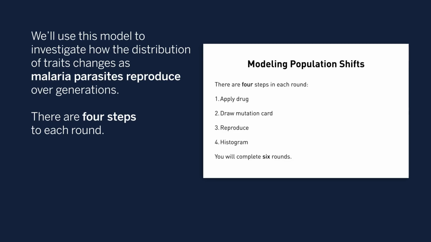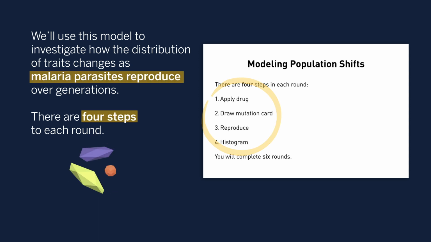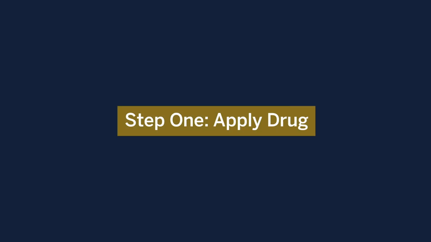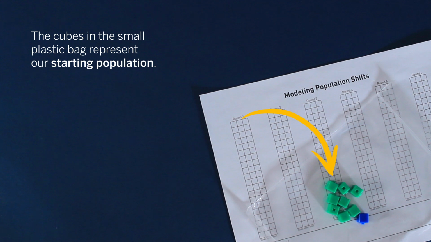We'll use this model to investigate how the distribution of traits changes as malaria parasites reproduce over generations. There are 4 steps to each round. Step 1. Apply drug. The cubes in the small plastic bag represent our starting population.